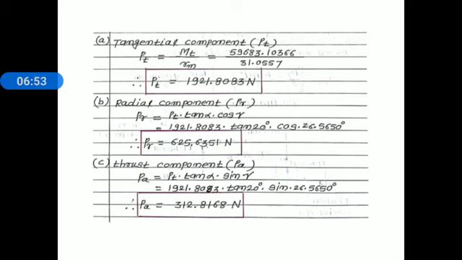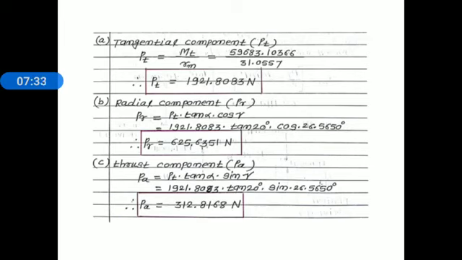We know the relation for radial component P suffix r is equal to Pt into tan psi into cos gamma. Now substitute the values. Pt 1921.8083 into tan 20 degree into cos 26.5650 degree. Simplify this. After simplification, we get the radial component P suffix r is equal to 625.6351 Newton.